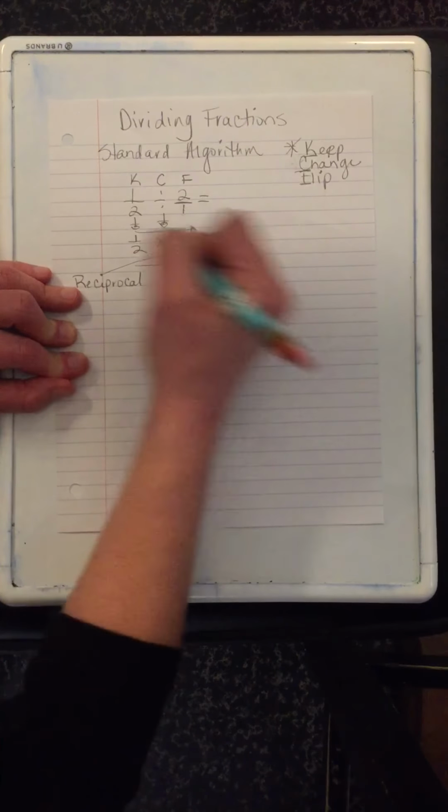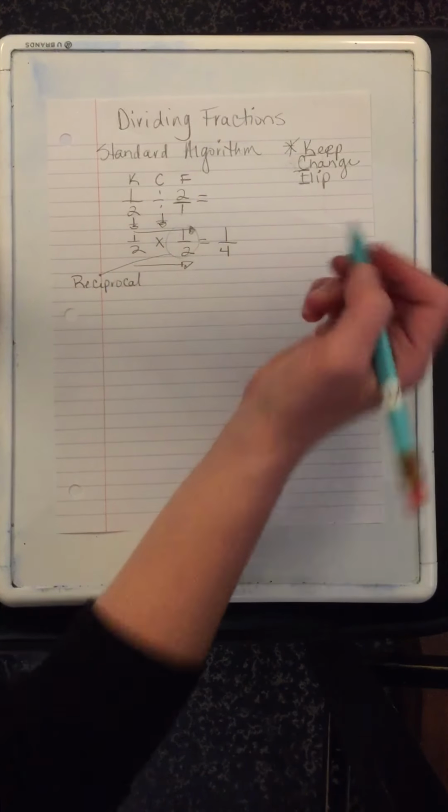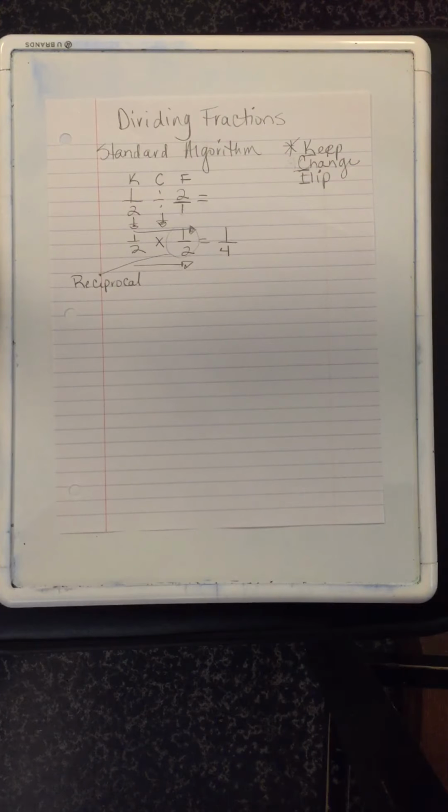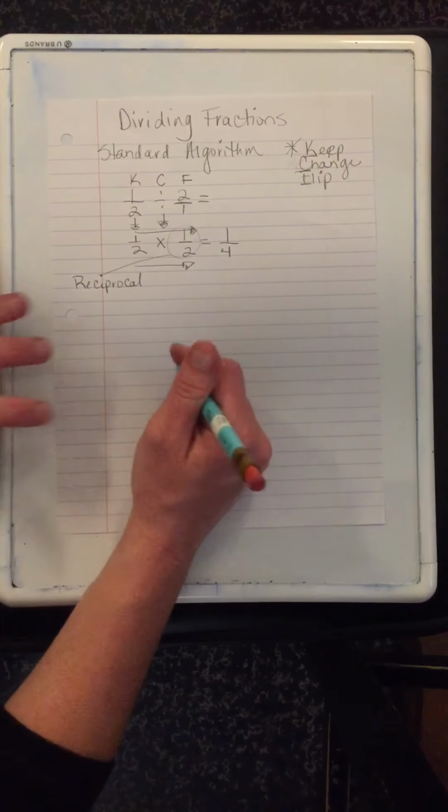1 times 1 is 1, and 2 times 2 is 4. So 1/2 divided by 2 equals 1/4. Okay, so that would be our answer. So let's talk about what this would look like in a model.